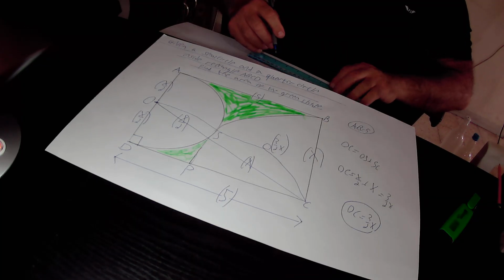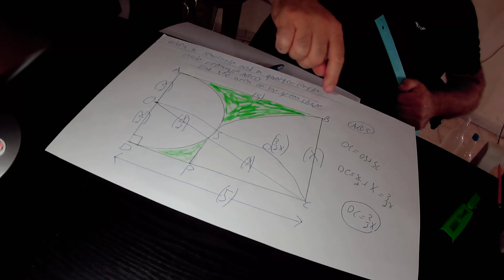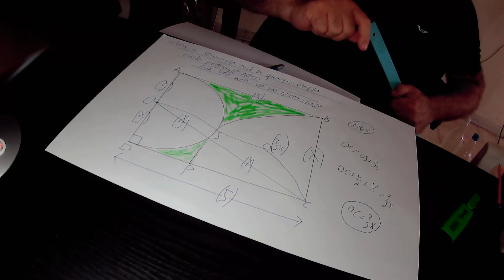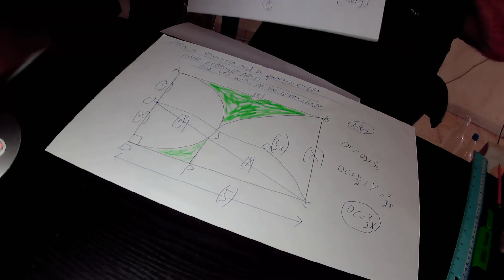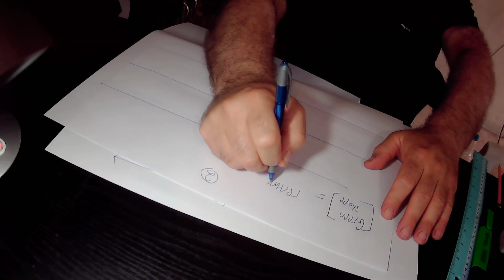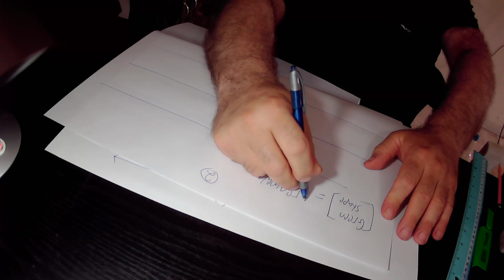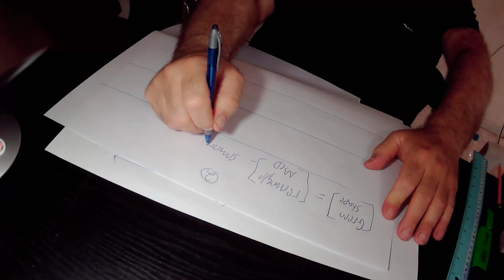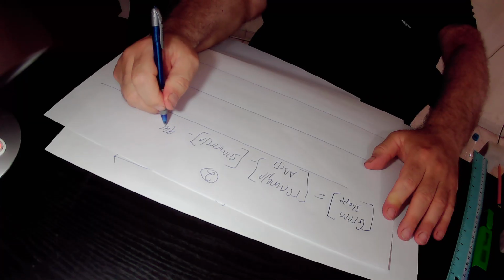From the drawing, it is very easy to see that the area of this green shape equals the area of rectangle ABCD minus the area of this semicircle minus the area of this quarter circle. So I write it down. The area of the green shape in total equals the area of rectangle ABCD minus the area of the semicircle minus the area of the quarter circle.